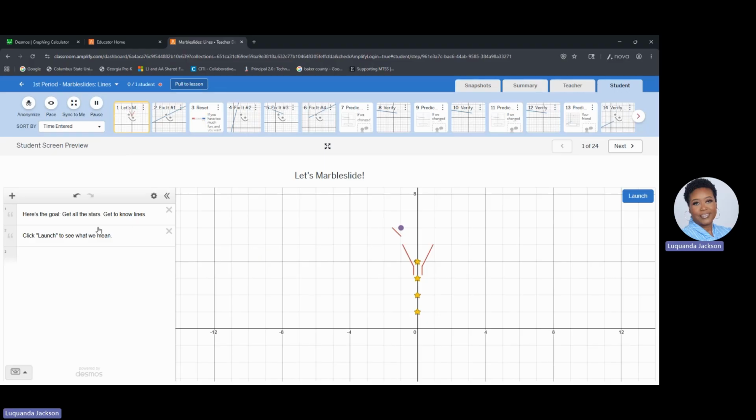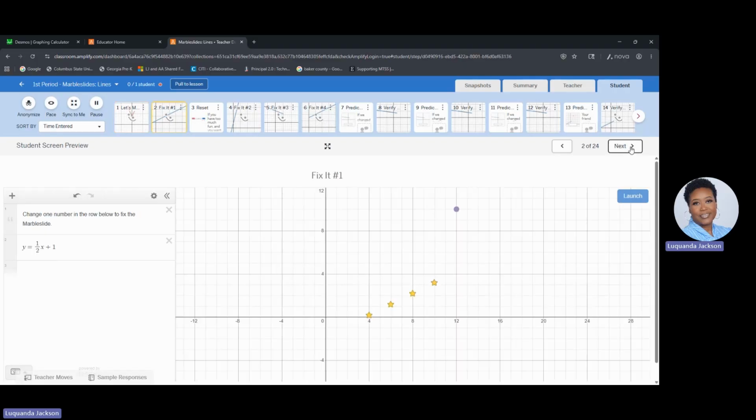So we're going to look at this as a student. What the students are doing in this is, look, we're just going to start with a basic slide just for them to get an understanding of what they're trying to do. So they're trying to get the marble where it goes through and hits all of the targets, which are the stars. So we're going to launch it first, just as a play for them to see. Okay, so you made it work with that one.